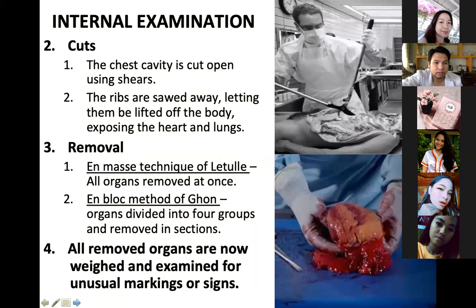So, internal examination. The cuts. The chest cavity is cut open using shears. The ribs are sawed away, letting them be lifted off the body, exposing the heart and the lungs. So after that, the en masse technique of Letulle, or the removal of organs all at once. And then the en bloc method of Ghon, or the organs divided into 4 groups and removed by sections. Okay? All removed organs are now weighed and examined for unusual markings or signs. This is usually done, class, if the patient is suspected to be poisoned, or yung cause of death niya may be due to food or irritations.